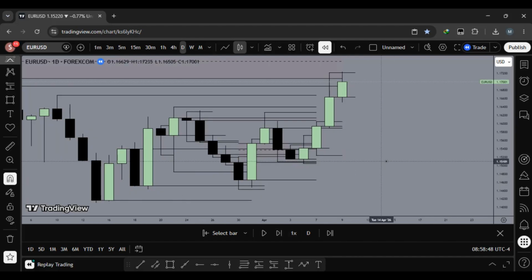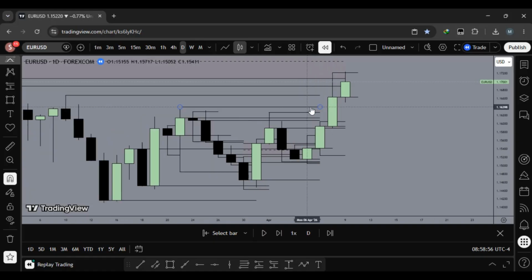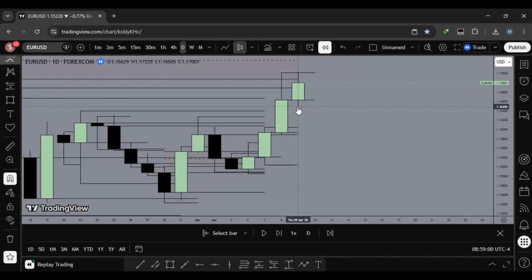Now you see, look at it, the market came down first. Take note, the market came down first, maybe London taking Asia and then giving you a change in state of delivery. You take your buy and target the previous day high.